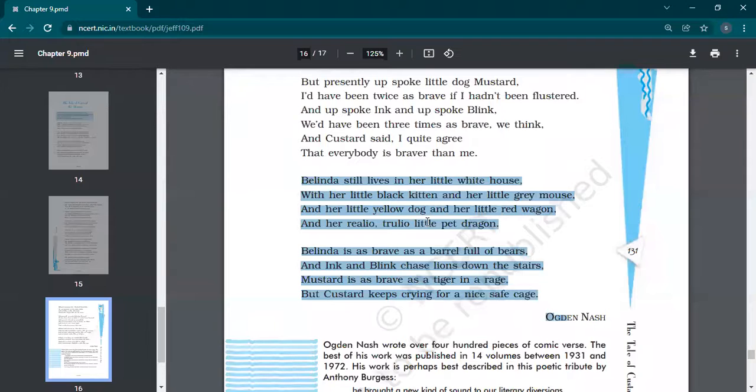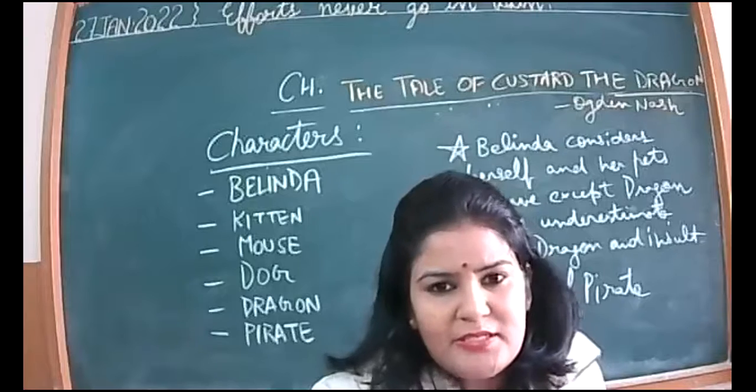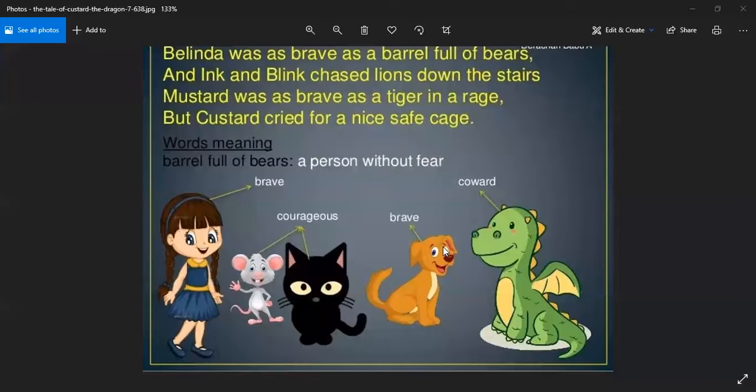So according to the poet, there was no impact of this terrifying incident on any of the creatures, on Belinda also. Even after being saved by this dragon, they are living the same lives. They are showing their supremacy. They are talking about their preferences in life, and they are better than others. Belinda considers herself brave, free of fear. Ink and Blink again chase, they say they can chase lions. Where they were in the beginning, they are at the same place in the ending. After this incident, they have come to the same place once again.